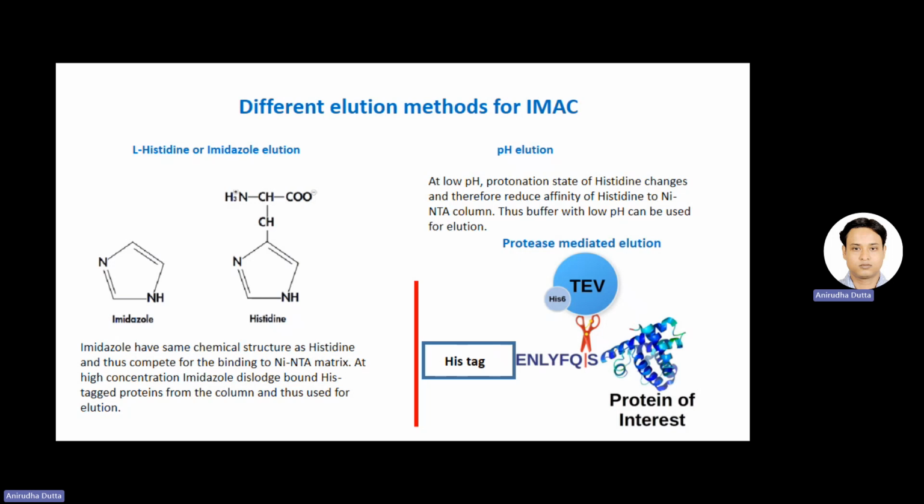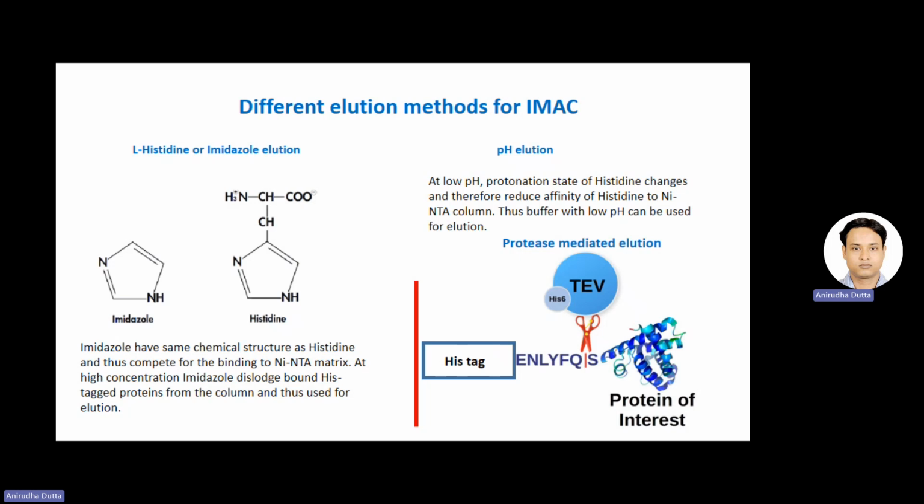A lot of times, if imidazole is not good for the protein stability, we reduce the pH of the buffer, and that's how we elute protein from the nickel matrix. Okay, there is another popular way of eluting protein. A lot of times when we prepare a recombinant construct for the protein, there is scope to put a specific protease site in between the His-tag and the protein.